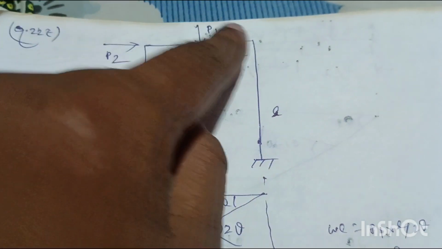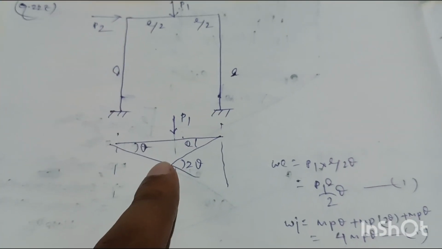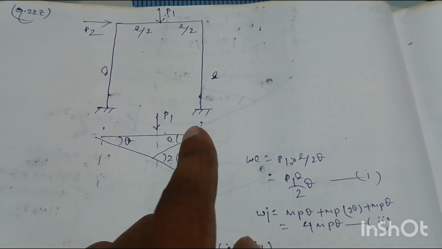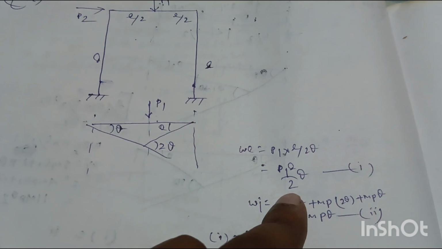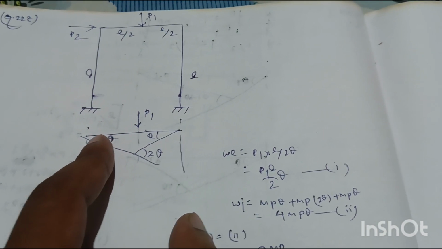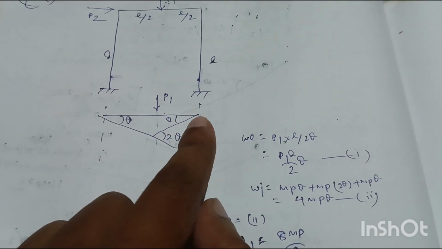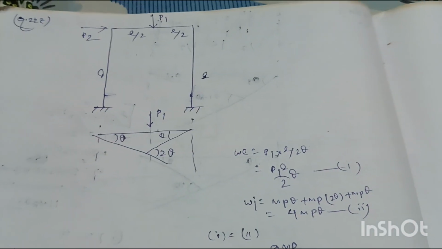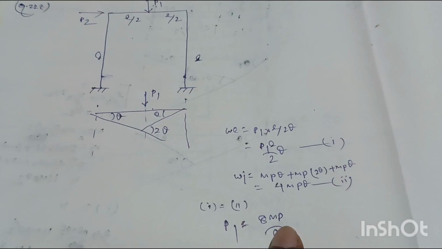The beam mechanism will be for this horizontal part and this vertical load. So the collapse diagram is drawn like this. External work done will be load P1 into deflection L by 2 into theta, that is P1 L divided by 2 into theta, equation number 1. And the internal work done will be, at here moment into rotation MP into theta, at here MP into 2 theta, at here MP into theta. So 4 MP theta, that is equation number 2. So by the principle of virtual work, if we equate equation 1 to equation 2, we will get collapse load P1 equal to 8 MP by L.